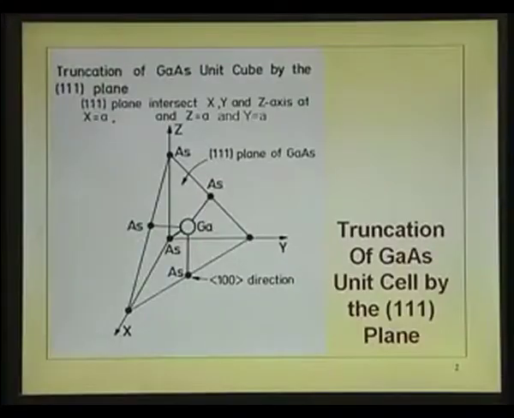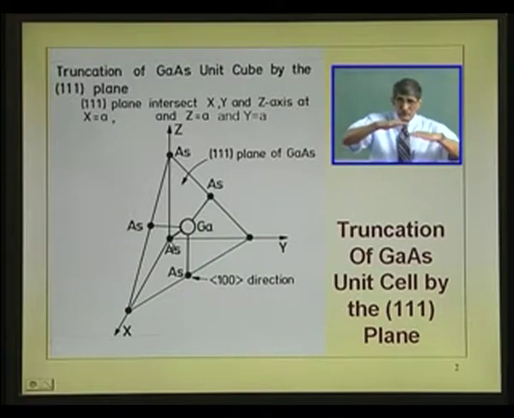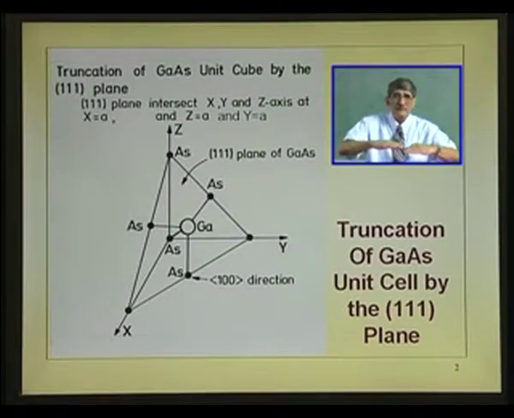Now, we saw the 1-1-1 plane, just putting it again, projecting it to you, to see that on the 1-1-1 plane all these are arsenic atoms, and this gallium atom is below that, because that is at A by 4, A by 4, A by 4 from this corner. So, that is below that, and this arsenic atom is even below that. Which means as we go along the 1-1-1 plane, you have got arsenic, gallium, arsenic, gallium.